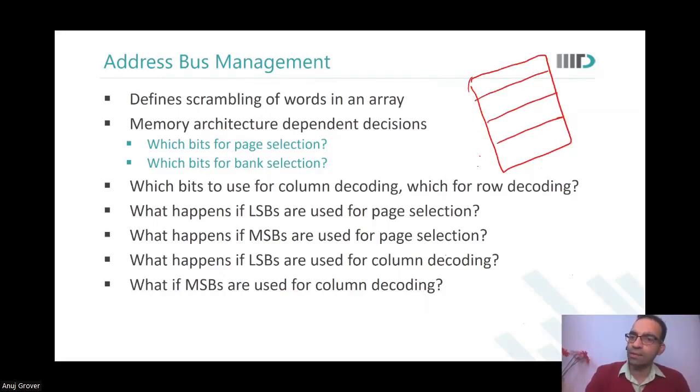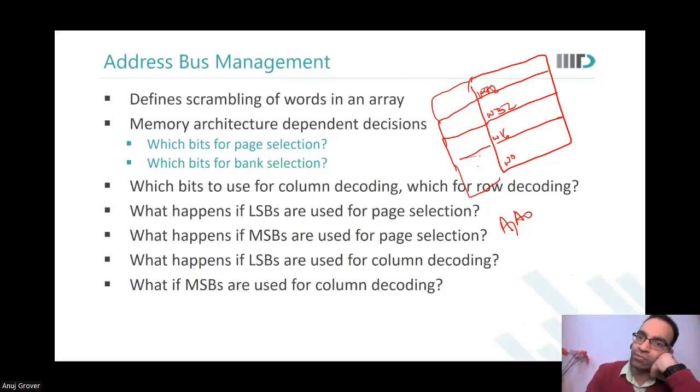Now let us say these are my banks. Suppose I want to put word 0 here, word 1 here, word 2 here, word 3 here. Which address bits do I need to use for bank selection? A0, A1, sir. Now, if I say it's word 0, word 16, word 32, word 48, which addresses? A5, A4. So again, which address bits you use for bank selection will define how your words are distributed inside the memory.